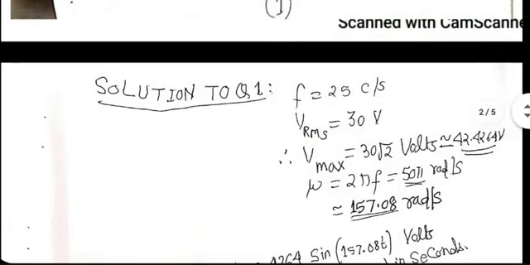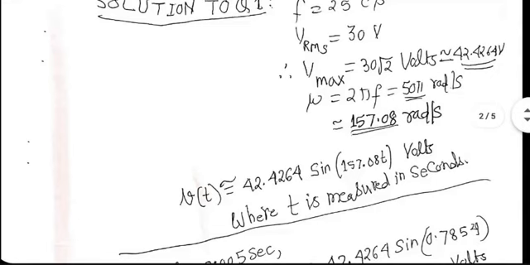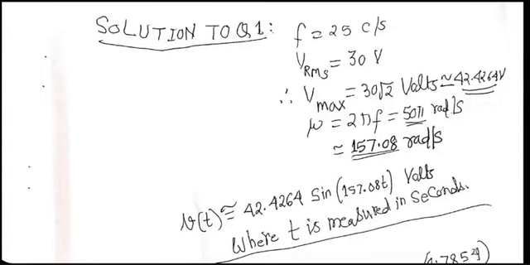f is 25 cycles per second. Vrms is 30 volts. So Vmax will be 30 into square root of 2 volts, which is 42.42 something volts. Omega is 2 pi f, so it is 50 pi radians per second, which is approximately 157.08 radians per second. So the equation will be peak value multiplied by sine of omega t.